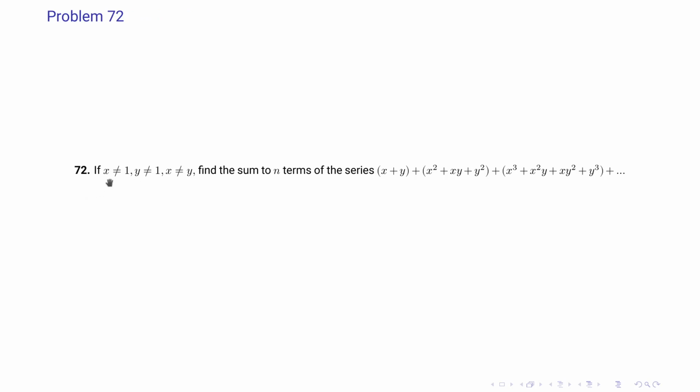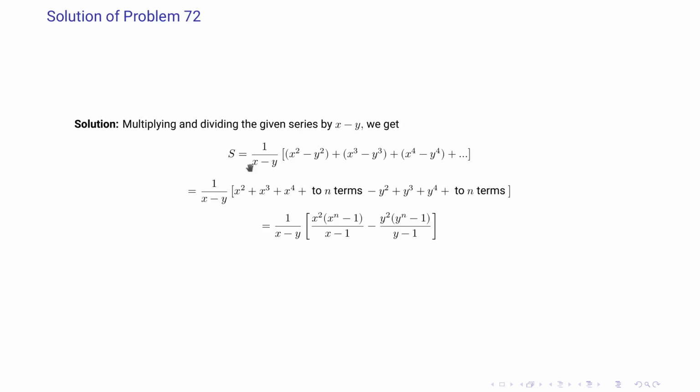Problem 72 says that if x is not equal to 1, y is not equal to 1, and x is not equal to y, find the sum to n terms of the series x plus y plus x square plus xy plus y square plus x cube plus x square y plus xy square plus y cube, and so on. So we multiply and divide the series by x minus y. So we get 1 by (x minus y) multiplied with (x square minus y square) plus (x cube minus y cube) plus (x to the power 4 minus y to the power 4).